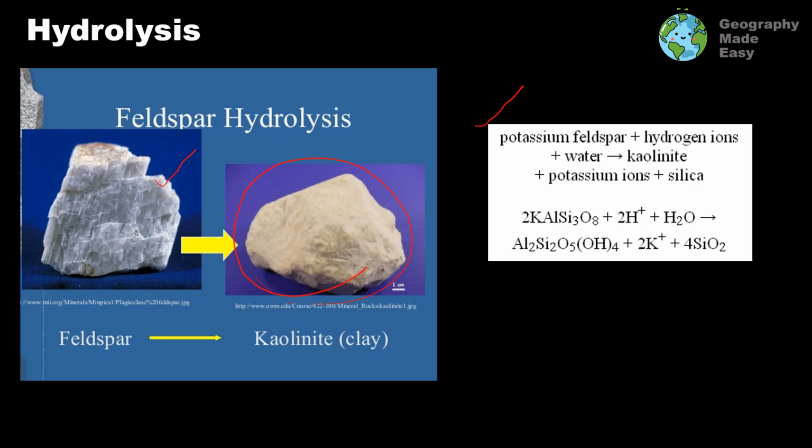So this is the difference between hydration and hydrolysis. Hydration is a reversible process, but hydrolysis is an irreversible process. So we cannot get back feldspar from kaolinite, but we can get back the mud in the dry form after the rainy season is over.